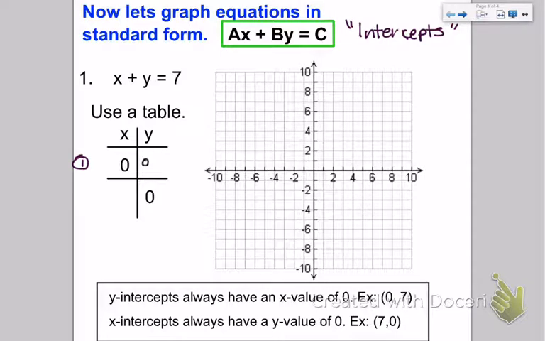So that means it's 0 plus y equals 7. Therefore, y is equal to 7. So that means I'm going to plot the point (0, 7). That is the y-intercept.